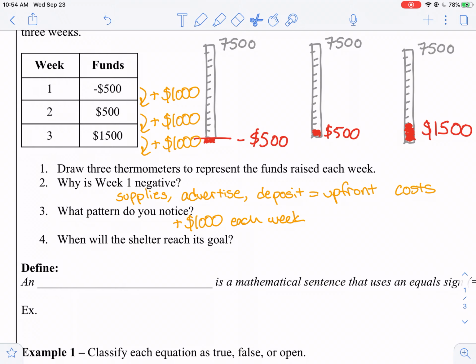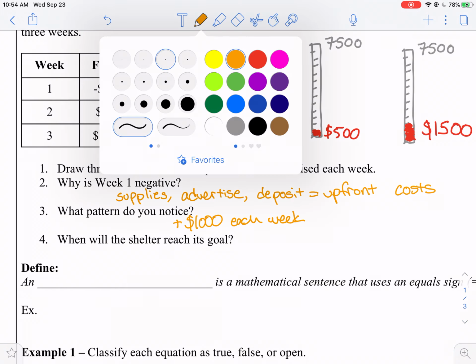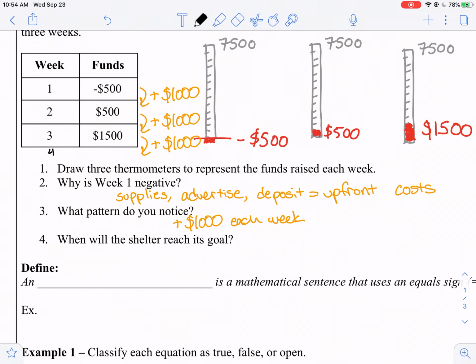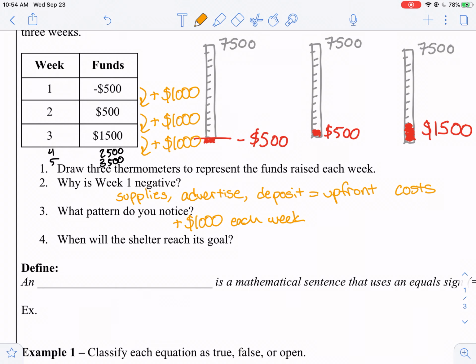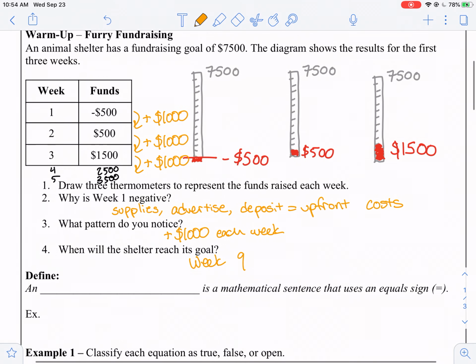Well, if you continue the pattern, you could make your own little table and say, well, after week 4, that's $2,500. After week 5, that's $3,500. Keep doing those steps, and you realize that we will reach $7,500 in week 9.